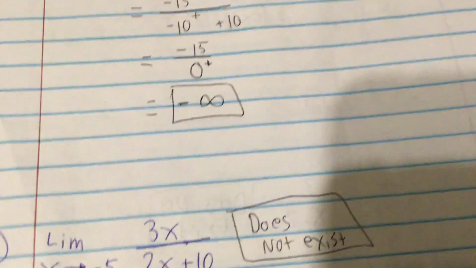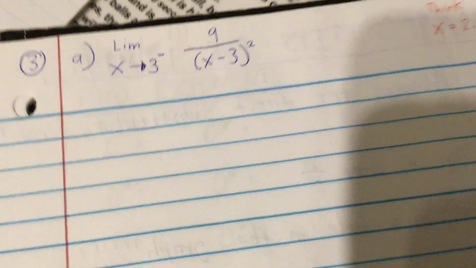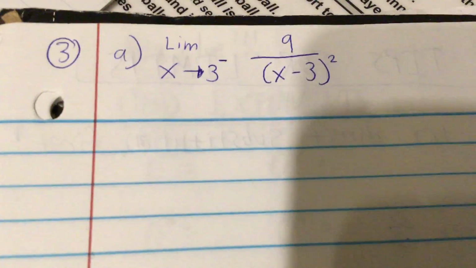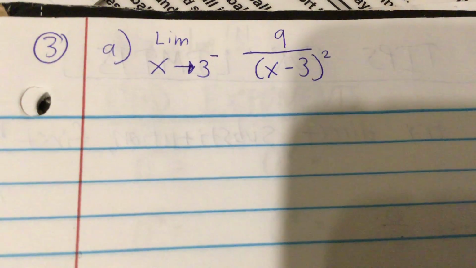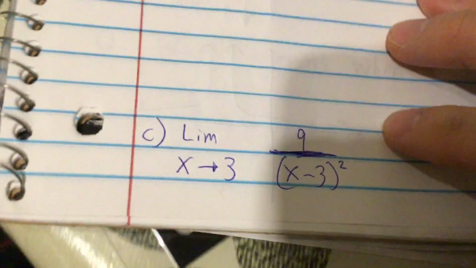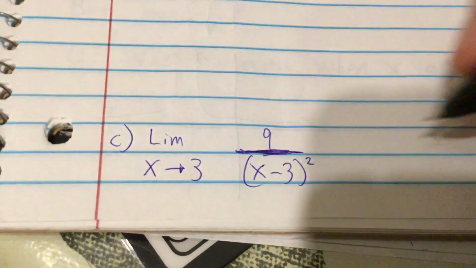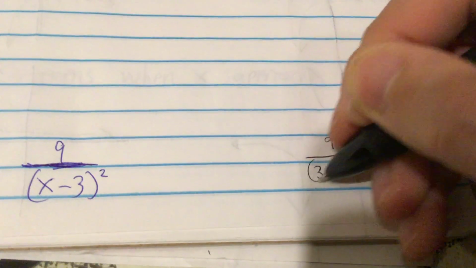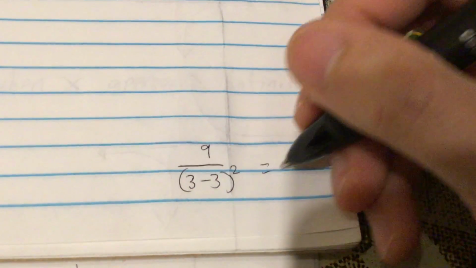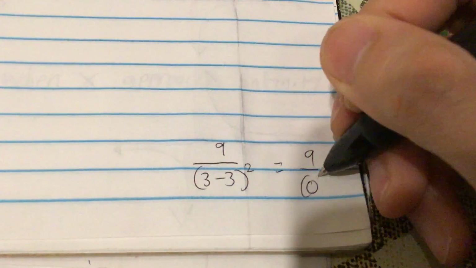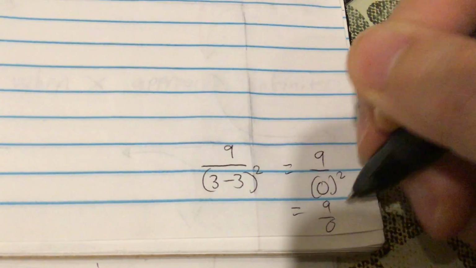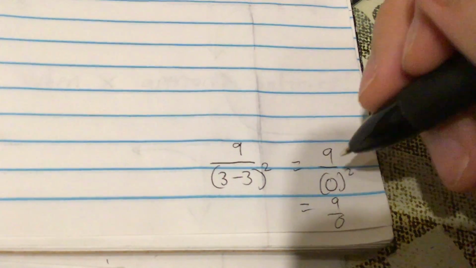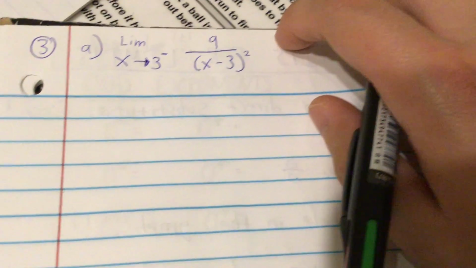Okay, let's say I do one more of this. So let's say I've got the limit as x approaches 3 of 9 over (x minus 3) squared, and I want to figure out whether it exists or not. So I'm going to plug it in. And remember, if I plug in 9 over (3 minus 3) squared, that's 9 over 0 squared or 9 over 0, I'm not happy. I've got a vertical asymptote. So let's figure out whether they agree or disagree.